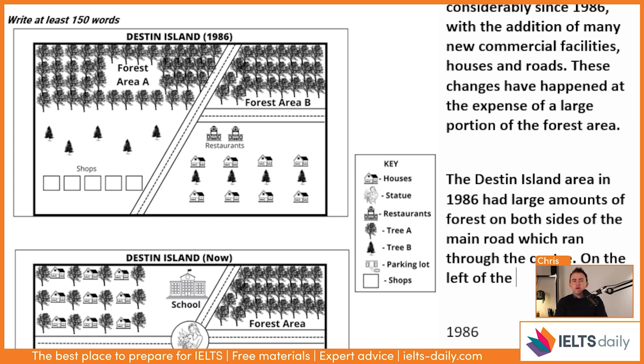On the left of the road was forest area A with some shops on the lower side of the map. On the right side of the road was Forest B, separated from some housing and two restaurants by a small road. Let's see if that makes sense.